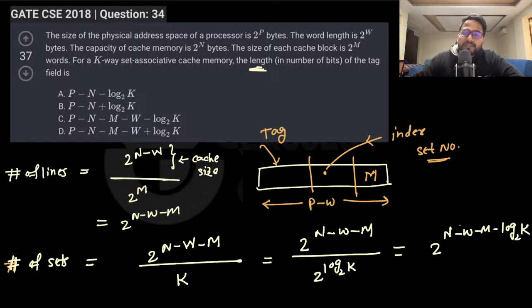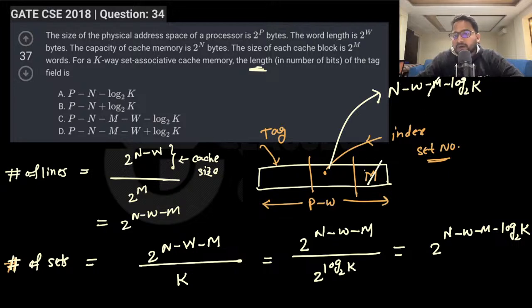If these are the number of sets, then immediately you tell me what the index bits are: n minus w minus m minus log base 2 k. What are the tag bits then? P minus w minus this whole thing. You can just add these two. So m will get cancelled out, and minus w and minus w give p minus n plus log k. So p minus n plus log k.